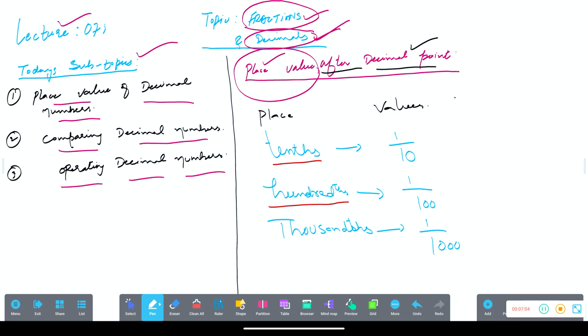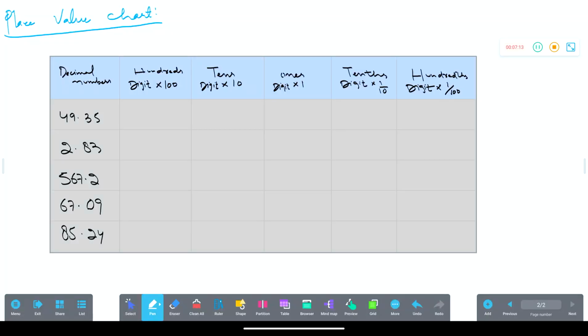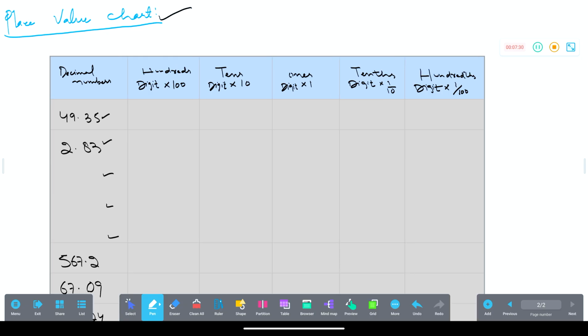So let me drag the next slide here. I'm taking the second slide here. Now you can see I have a place value chart. The place value chart is on your screen right now. You can see the decimal numbers in the first column. I've pasted different decimal numbers, and then their place values here.